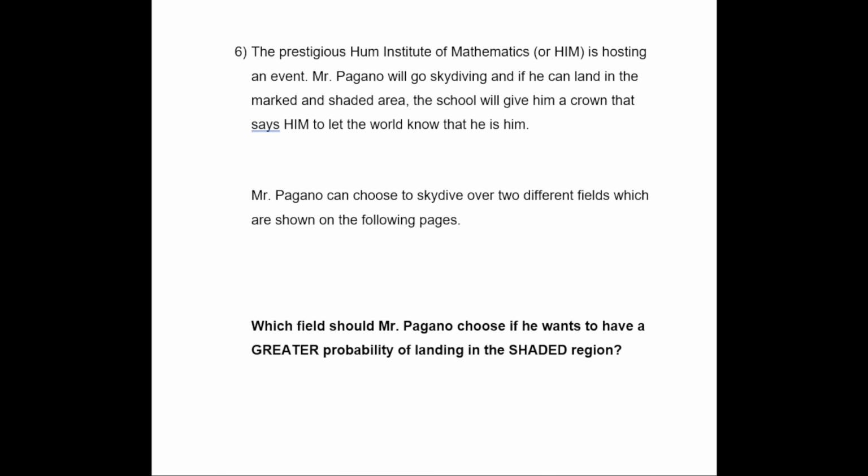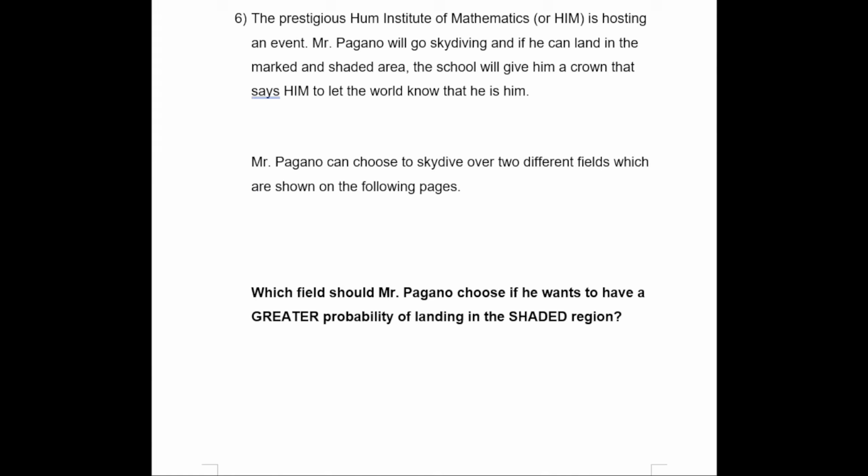All right. So question 6. The prestigious Hum Institute of Mathematics, or HIM, is hosting an event. Mr. Pagano will go skydiving, and if he can land in a marked and shaded area, the school will give him a crown that says HIM to let the world know that he is him. Mr. Pagano can choose to skydive over 2 different fields, which are shown on the following pages. Which field should Mr. Pagano choose if he wants to have a greater probability of landing in the shaded region?